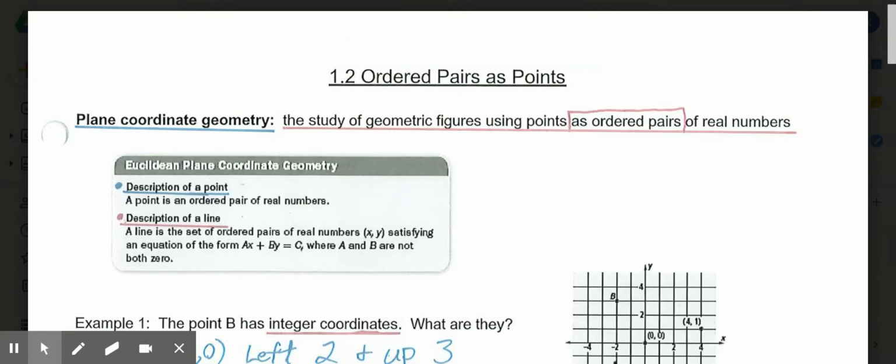Welcome to our Honors Geometry Lesson 1.2, Ordered Pairs as Points. So this main concept is based around a type of geometry.